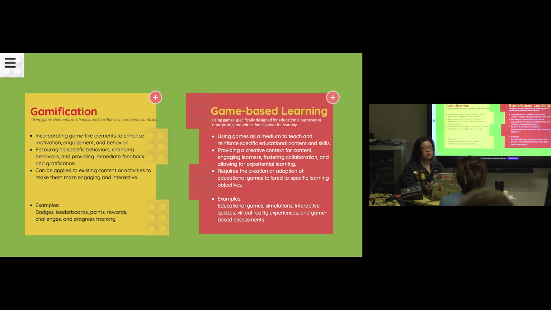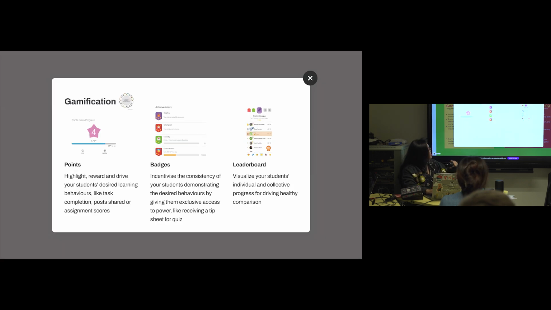So gamification is relatively easier and also cost-effective, because it doesn't need you to create a new game, but you only need to add some game elements to the specific task. For example, giving points, giving badges, and also leaderboards. So these are some motivators for your students to pursue that specific goal and also to climb up the ladder for the task. So these are the three typical ones.